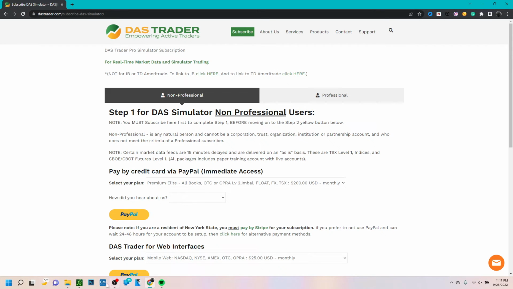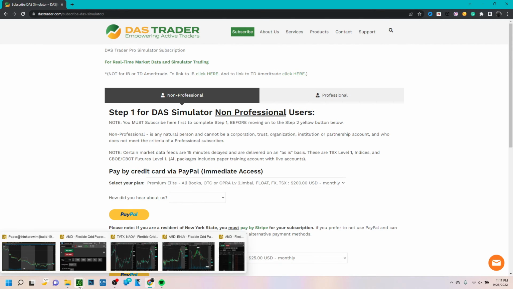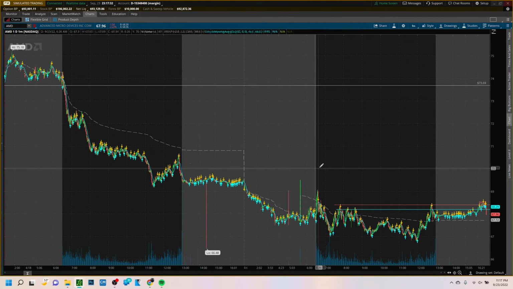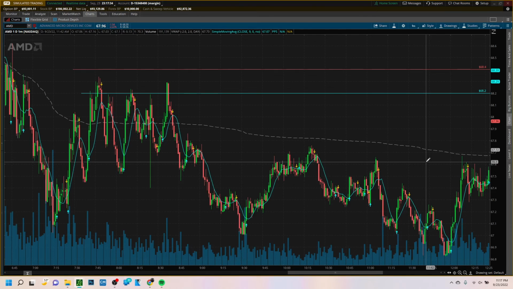And I gave y'all a couple of brokers to go with. I recommend Thinkorswim, and I also recommend Dosh Trader, and also just a couple of ideas to make sure your paper trading is successful.